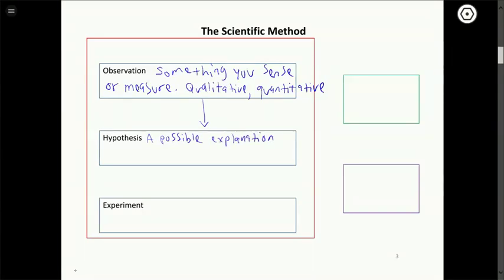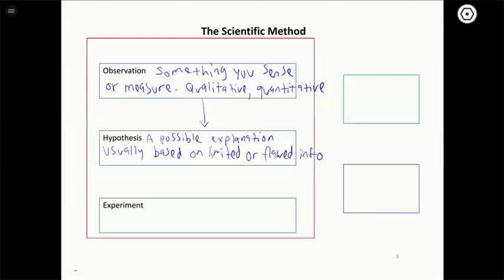Now, generally speaking, a hypothesis is based on flawed or limited information. All right, so you don't have everything you need to be able to come up with a conclusive scientific theory, as we'll get into in a second, but it's something that may potentially explain what you're observing. So it's a possible explanation, usually based on limited or flawed info. And that's kind of the starting point. It's what you think might be true, and then your job as a scientist is to prove whether or not that is or is not true.